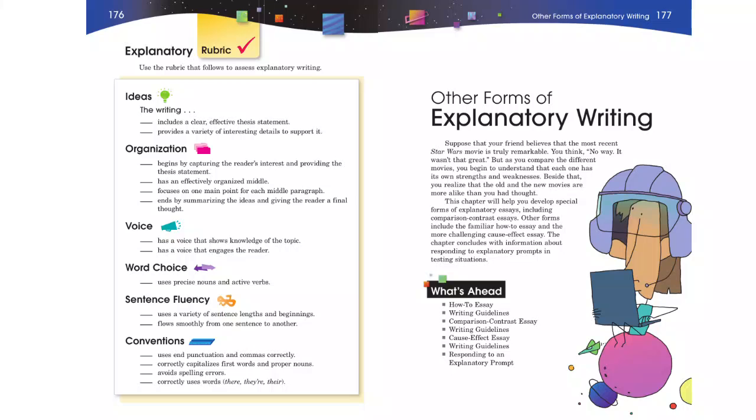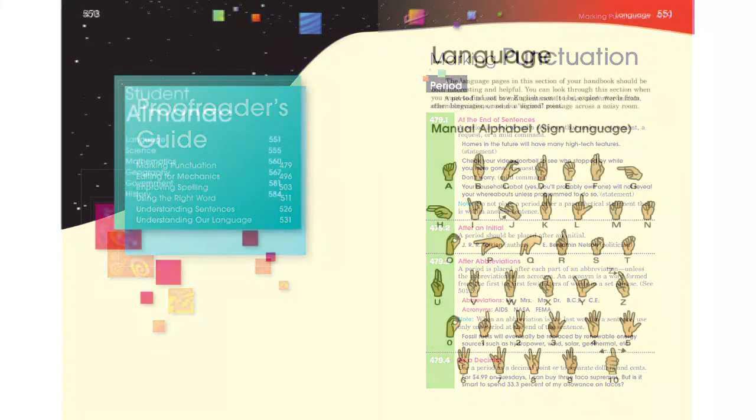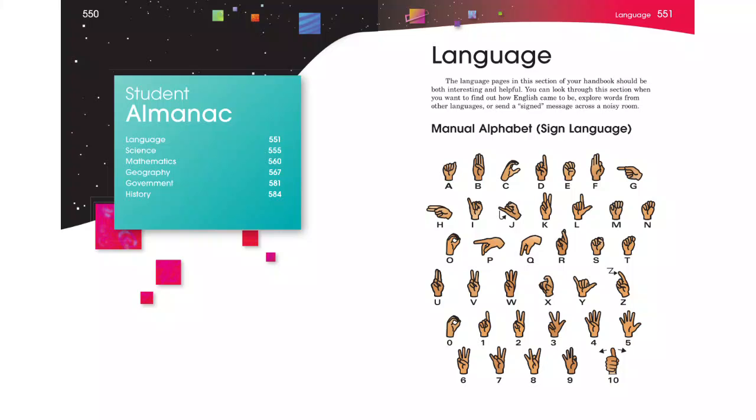The next chapter focuses on many other explanatory writing forms: how to, comparison contrast, cause effect, and responding to an explanatory prompt. Now let's take a look at the Proofreader's Guide. It provides rules and examples for punctuation, mechanics, spelling, usage, sentences, and grammar. Finally, we have the Student Almanac with pages on language, science, mathematics, geography, government, and history. These pages inspire students to write not only in language arts, but across the curriculum.